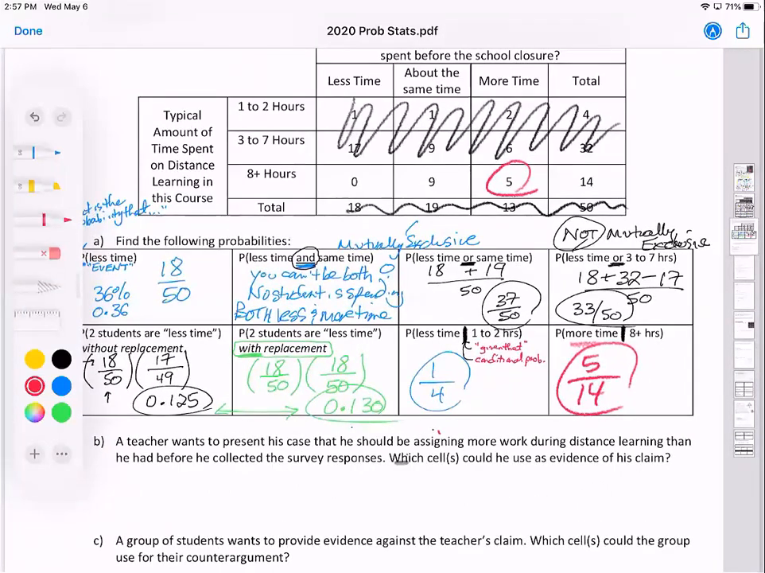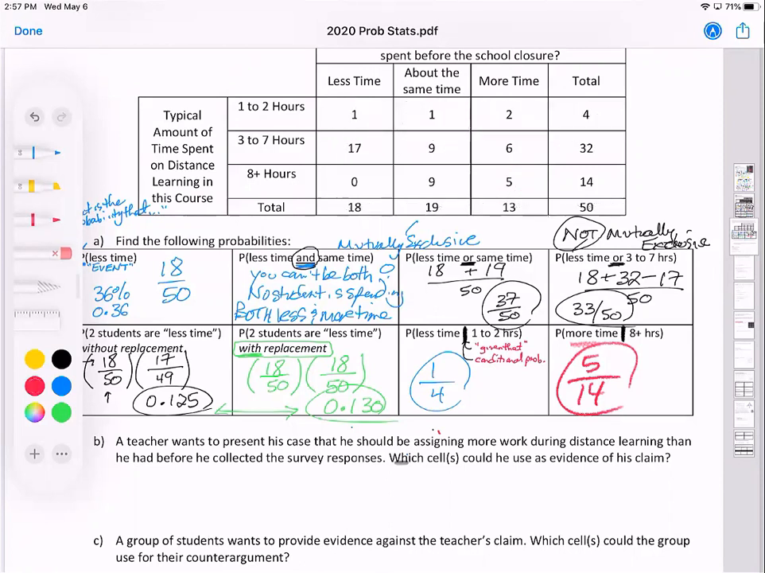I wanted to ask B and C based on this because it is kind of interesting data that I was looking at earlier or mentioning earlier. A teacher wants to present his case that he should be assigning more work during distance learning than he had before he collected the survey responses. Which cell from the table, which box from the table, could he use as evidence of his claim?